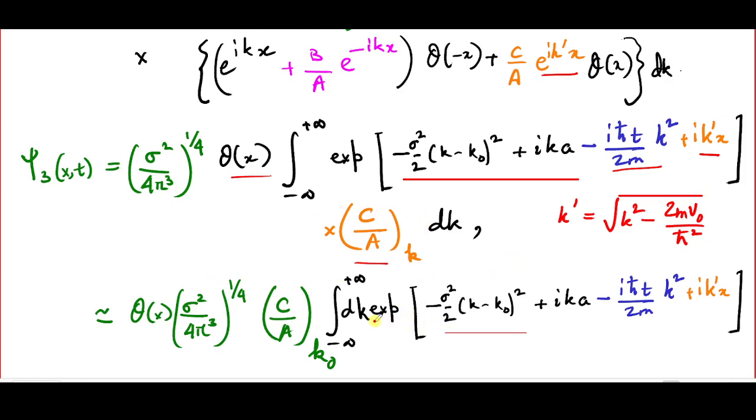We are now left with an integral which looks almost like a Gaussian integral except for the presence of this e to the i k prime x term. But there also we will use the same kind of argument. Since the expression has an e to the power minus sigma squared by 2 times (k minus k0) whole squared, thus making its value die out very rapidly when k is far away from k0, we will just expand every term here in the exponent in powers of k minus k0 and retain up to only the quadratic power, ignoring the higher order terms.